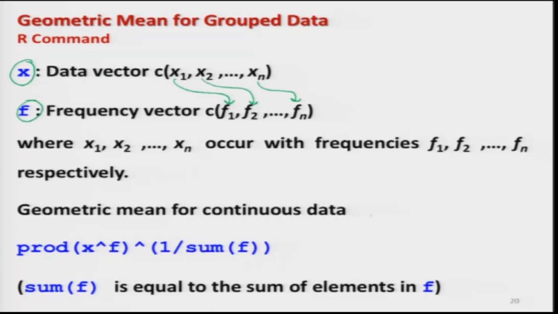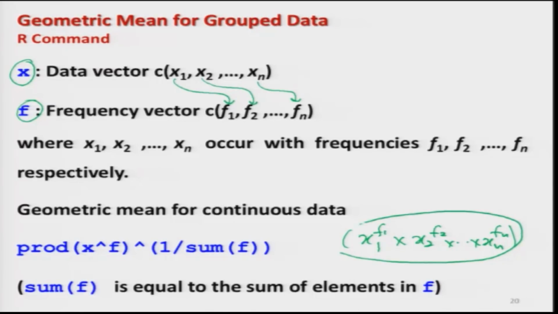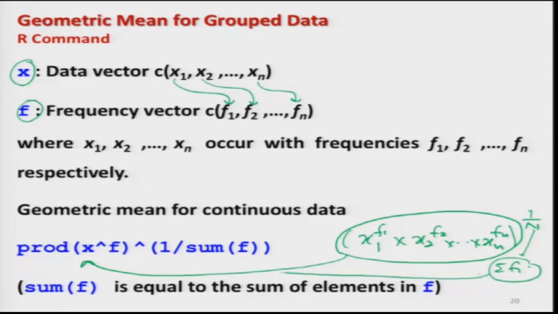Now, the product x1 raised to the power of f1 multiplied by x2 raised to the power of f2 and so on, multiplied by xn raised to the power of fn, can be written as the product of x raised to the power f. And then it is 1 upon N, where capital N is the sum of all fi's. The sum of all fi's can be determined by the function sum of f. Writing it like this, you will get the value of the geometric mean in this case.